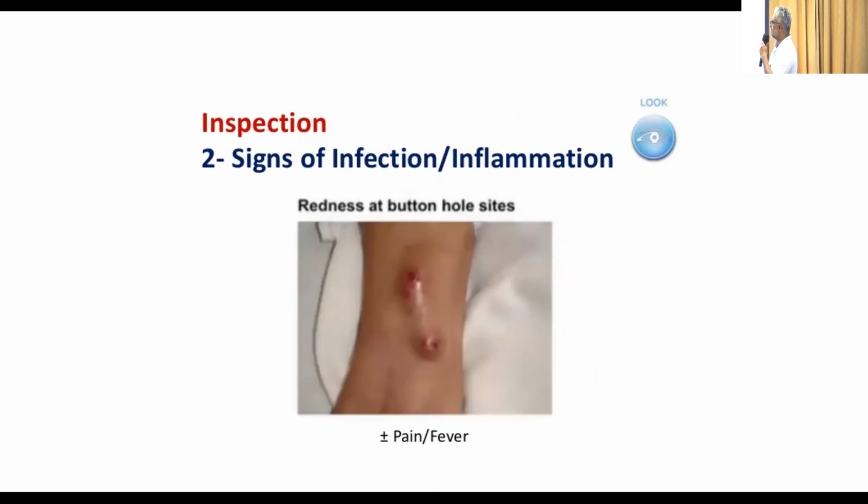Signs of infection: red, warm to touch, pain, fever. Don't expect infection only with dialysis catheters. You can have infection with fistulas as well. So you pick it up early, start your appropriate antibiotics, and the patient does well. Otherwise, the patient gets other complications, like infective endocarditis, etc.